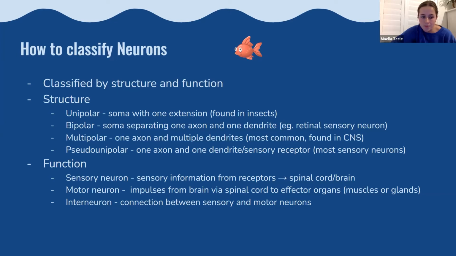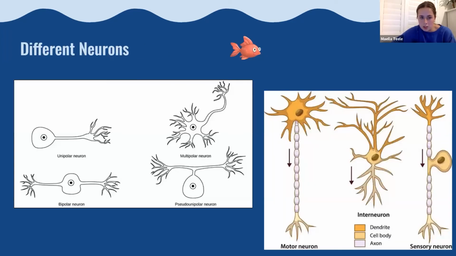Next up, in terms of function, you can classify them. You've got your sensory neurons, as we were talking about before. They take information from receptors to your CNS. Your motor neurons go from the CNS back to effector organs, whether that be muscles or glands. And then an interneuron is just responsible for connecting your sensory and your motor neurons together. Next slide is just the different types of neurons.